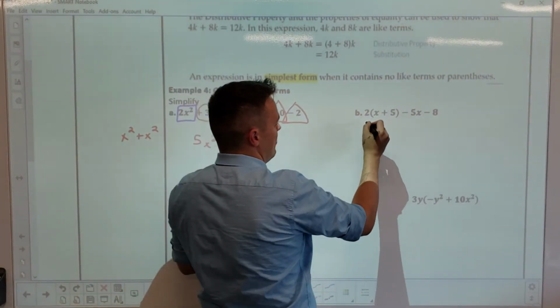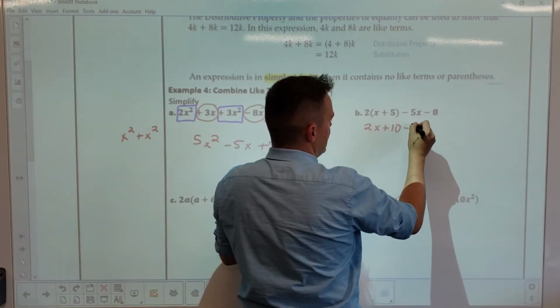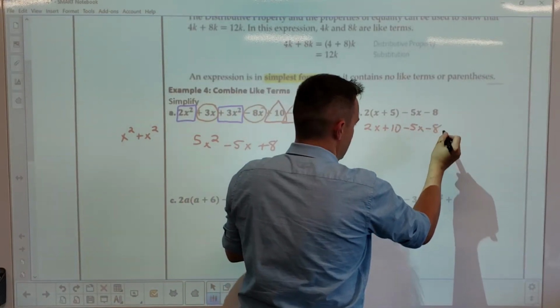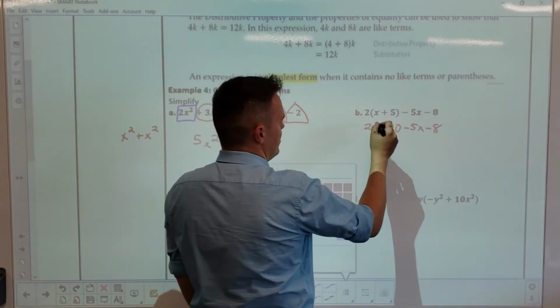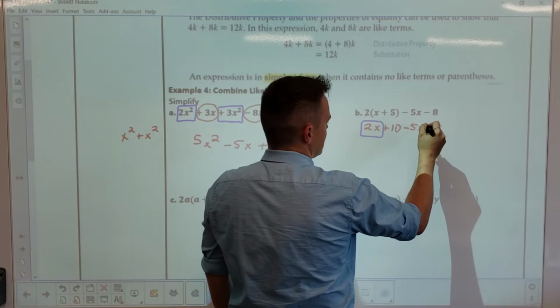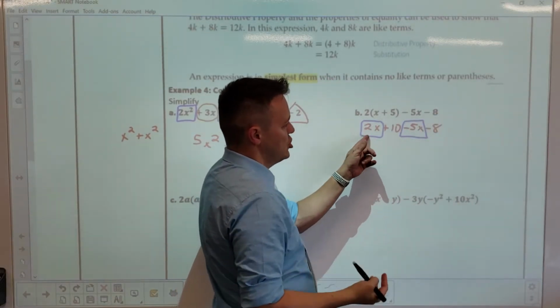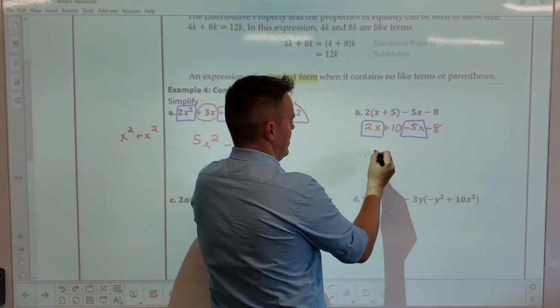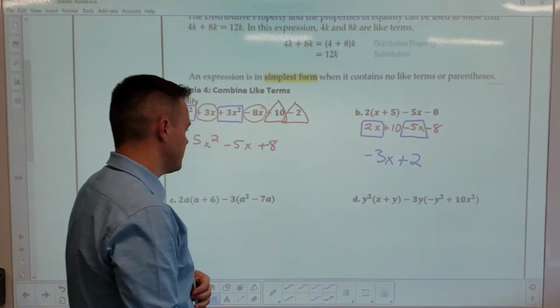You need to multiply this out first. So it'll be 2x plus 10 minus 5x minus 8. Then you can do the setup where you change things around. So this would be a box. This would be a box. And then I don't have to do anything with the other ones. So 2 and a negative 5. Negative 3x plus 2, because 10 minus 8.